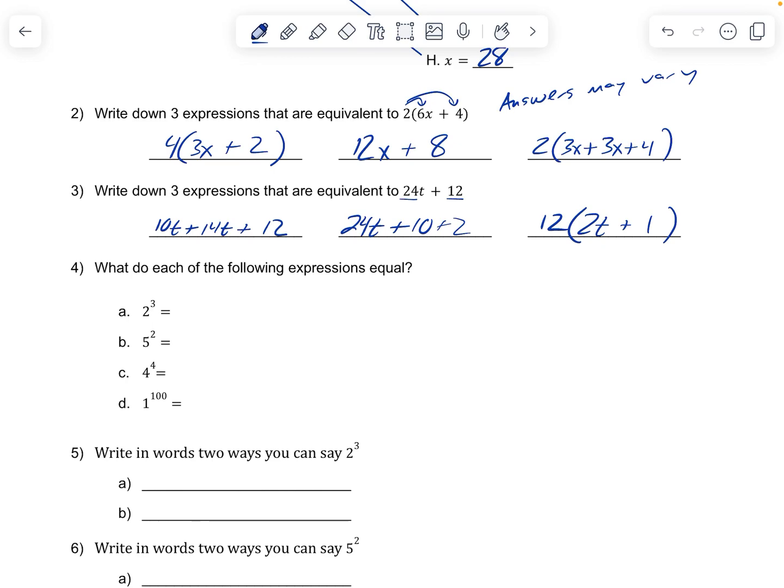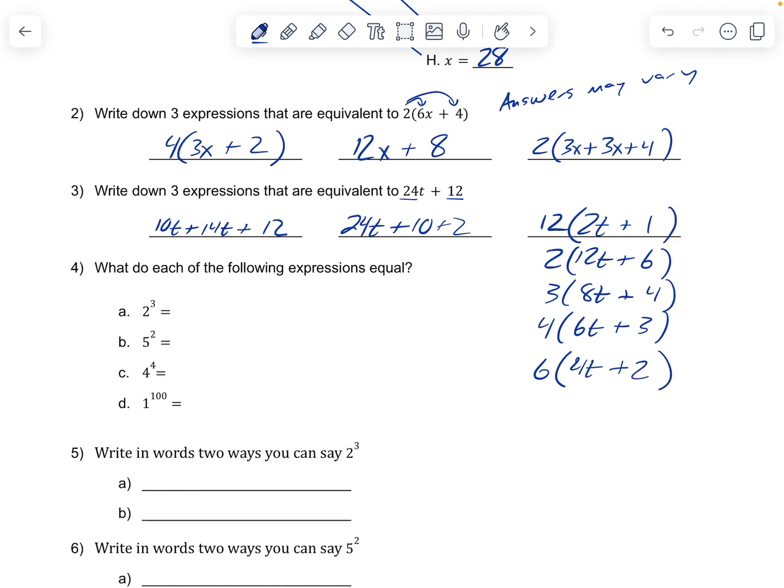Other answers that you could have come up with, like reversing the distributive property, I could have done 2 times 12t plus 6. I could have done 3 times 8t plus 4. I could have done 4 times 6t plus 3. All of these are equivalent. Let's do one more there. I could have pulled out a 6, and that would have given me 4t plus 2. So all of those would work.